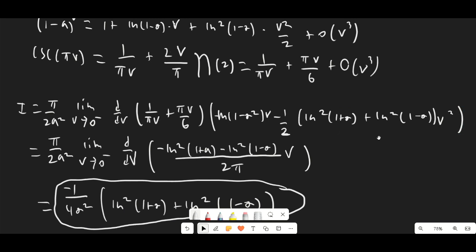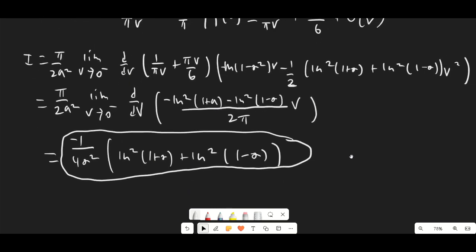And we're going to ignore everything else, because either it's going to get differentiated out, or once we differentiate and we go to 0, it's just going to disappear as well. So we just have the limit as v goes to 0 minus of the derivative with respect to v of negative ln squared of 1 plus a minus ln squared of 1 minus a all over 2 pi. That 2 pi just comes from this pi right here and this 2 right here, all times v. When we differentiate with respect to v, this v is just going to disappear, and then the limit as v goes to 0 of a constant is just that constant.